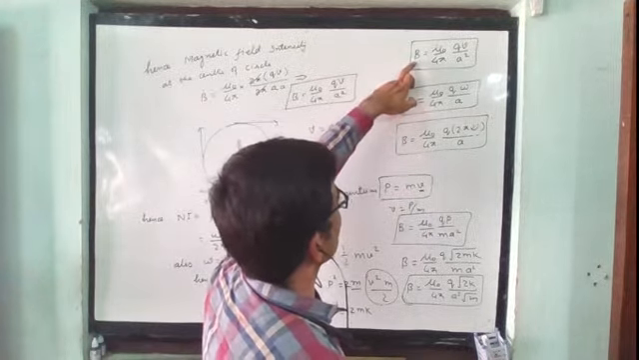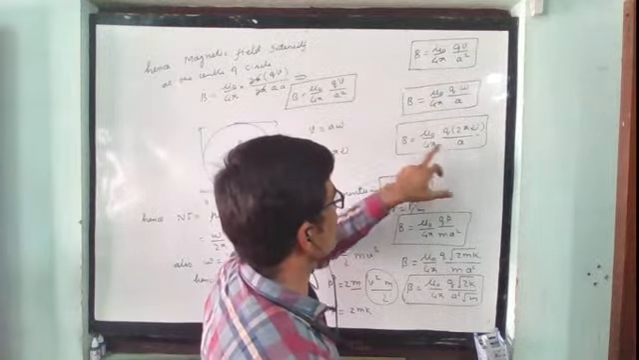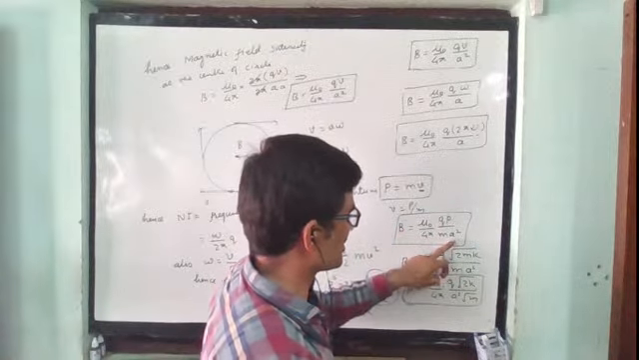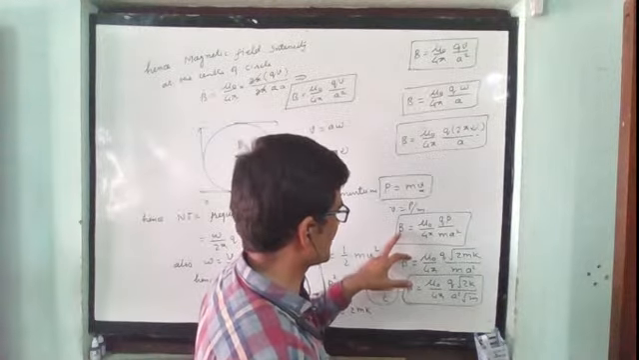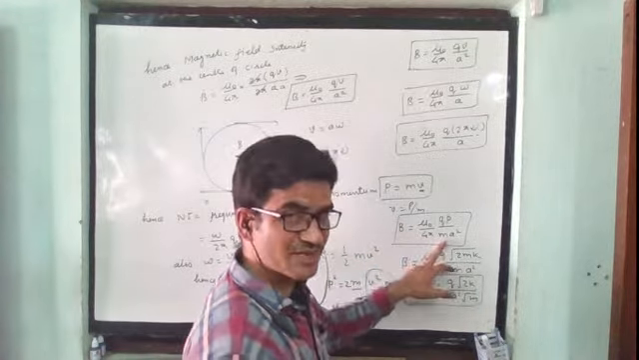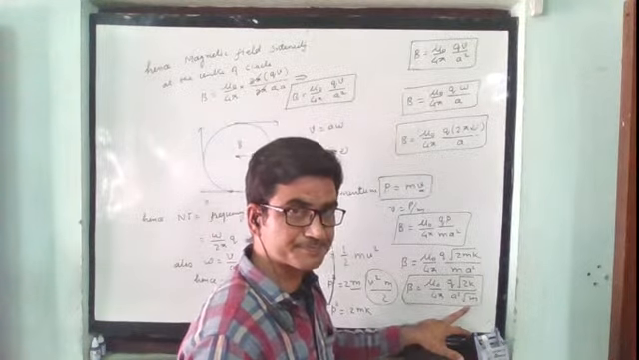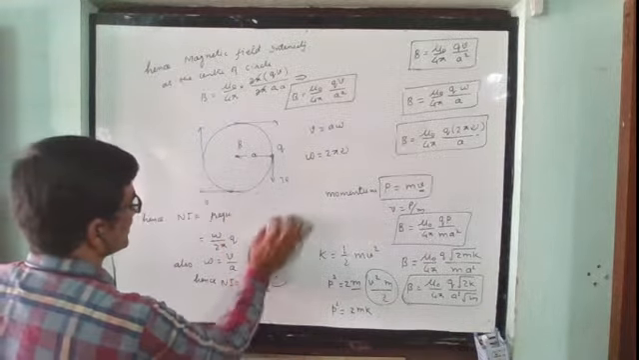Here just see, B is inversely proportional to A square. Here B is inversely proportional to A. Here B is again inversely proportional to A square. How is it related to the mass? Here B is inversely proportional to M. Here B is inversely proportional to root M. And one more we will write.